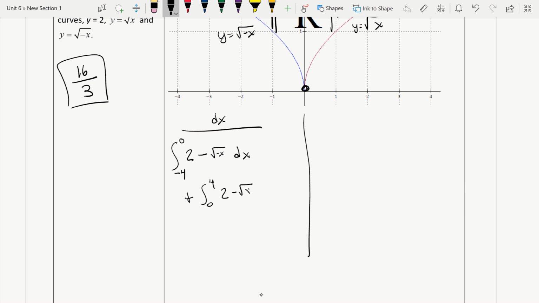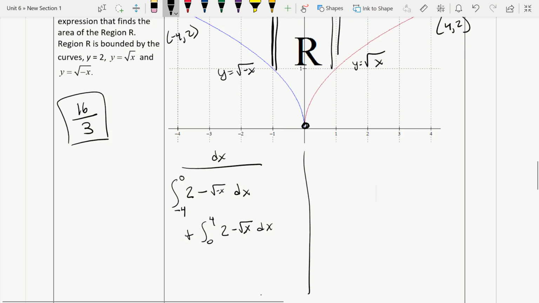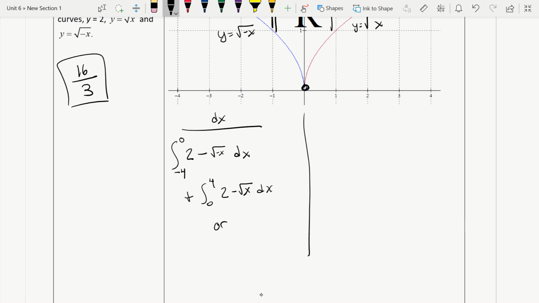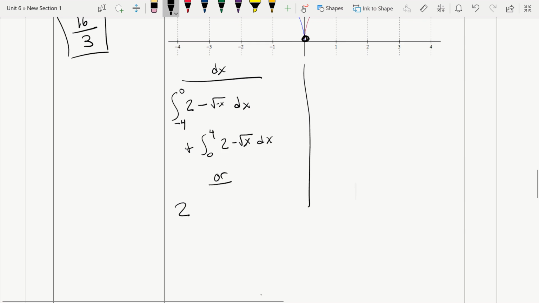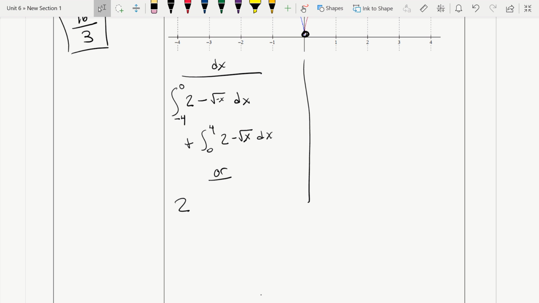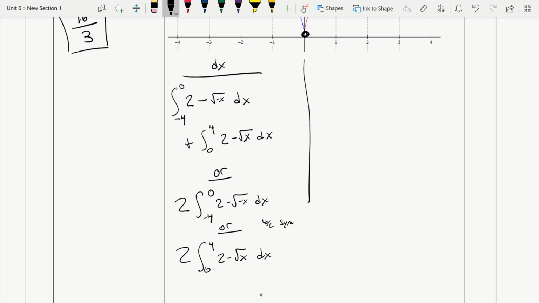So this is where the symmetry part comes in handy. You could say, and this is why I said there's really 3 ways to do it, you could say, I'm going to double either of those and just abuse the symmetry. So you could say from -4 to 0, 2 minus square root of negative x dx, or 2 times the integral from 0 to 4, 2 minus square root of x dx, again, because symmetry. Either way, punch this in your calculator, do it by hand, it doesn't matter. You should come up with 16/3.